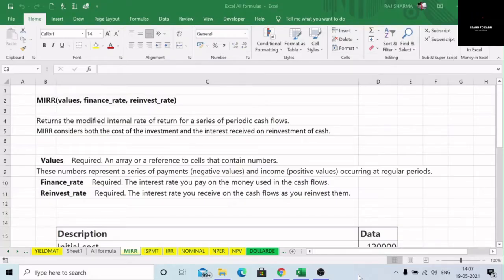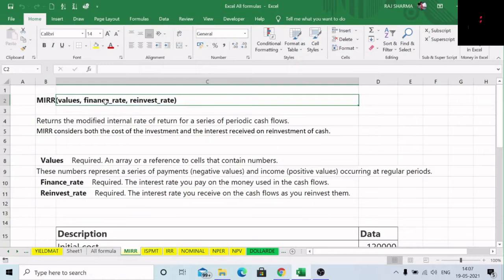Hello friends, in this video we are going to talk about the modified internal rate of return formula. MIRR is the syntax, and the three arguments used in this formula are value, finance rate and reinvestment rate. The significant difference here is that this formula considers the reinvestment rate also.